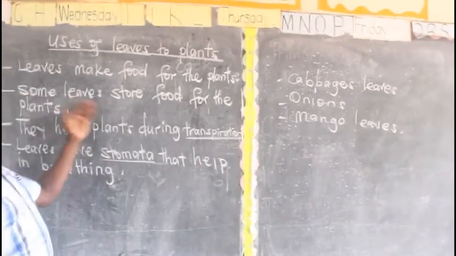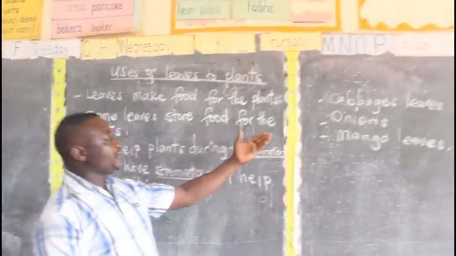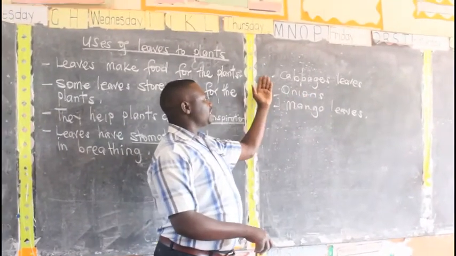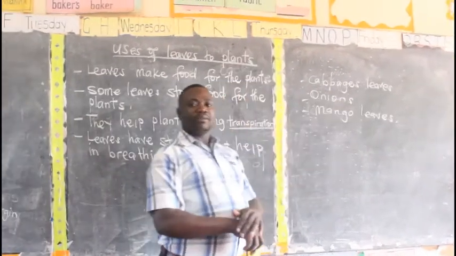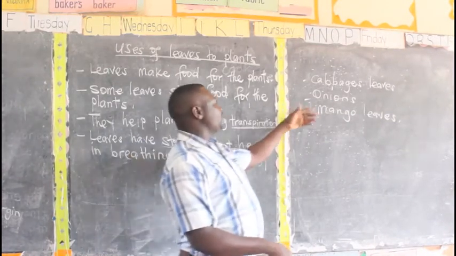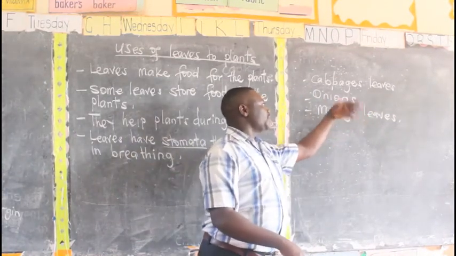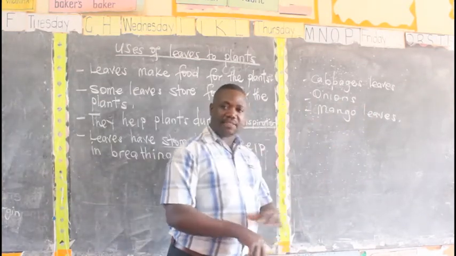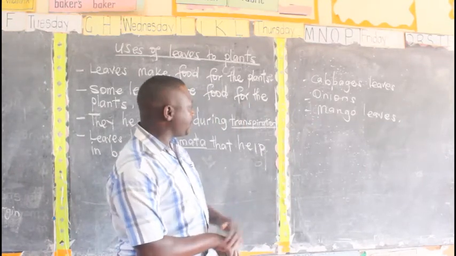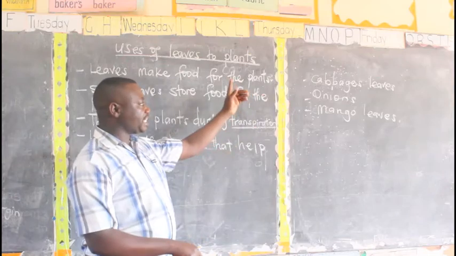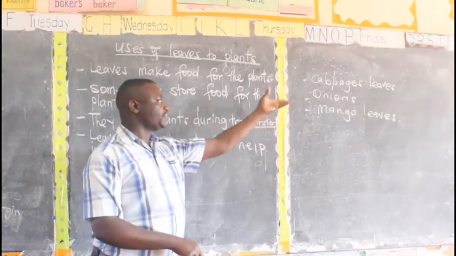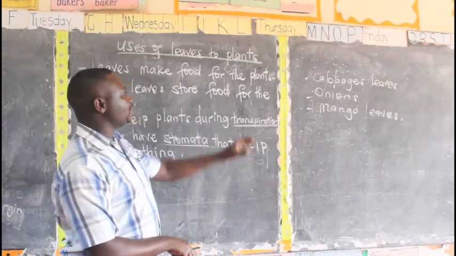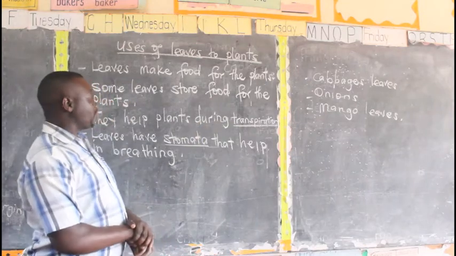Then we have some leaves that store food for the plants, like onions and cabbage, except mango leaves. Onion leaves and cabbage leaves store food for the plant. Therefore, plants can feed on that food. And the name of the food I'm talking about is starch. We always use onion leaves to fry our sauces or our meals. So such leaves store food for the plants.